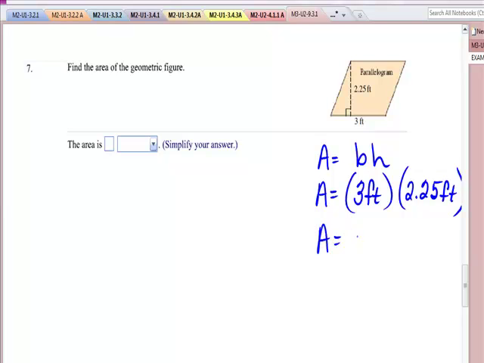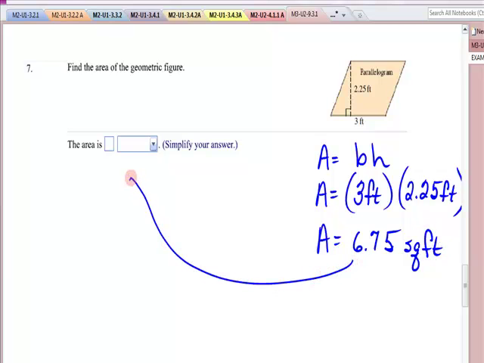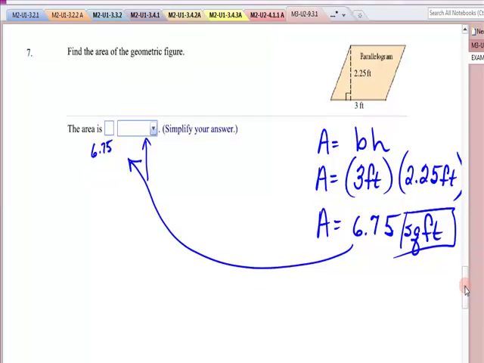Area is 6.75 feet times feet gives me square feet. Now, when you do this in your math lab, you're going to put in the 6.75 here. This is going to be a pull-down menu, and it will have different choices for units. And you'll need to pick the one that says square feet. So you will have two things to do. You'll type in the numerical value as well as pick the units.